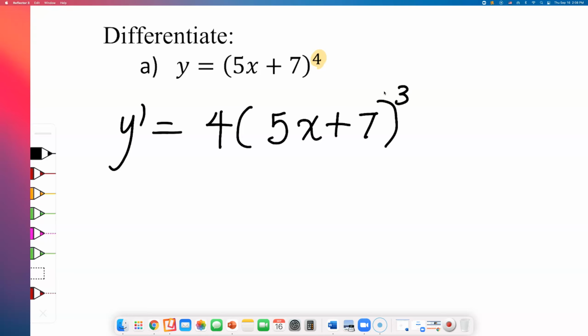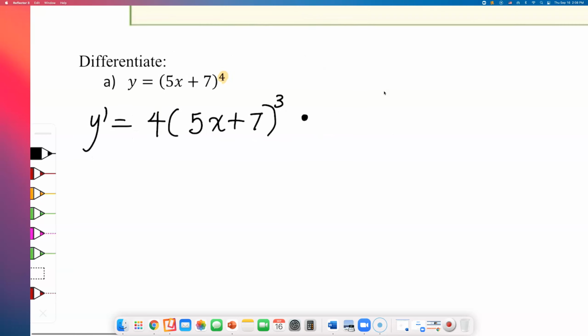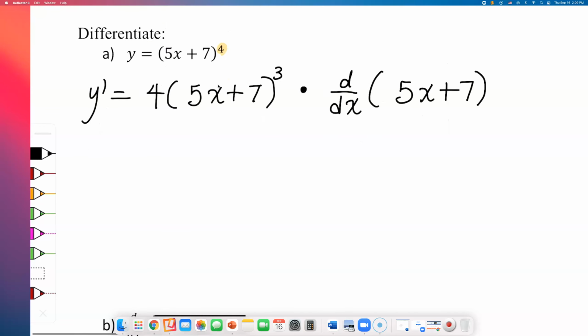Don't stop there. You're going to multiply this by the derivative of the inside function. That's what chain rule is. You're going to multiply this by the derivative of the inside function. What's inside? 5x plus 7. So this is going to be a two-step problem. Many of these chain rules, you have to take the derivative of the outside structure, and then don't forget to multiply that by the derivative of the inside function.